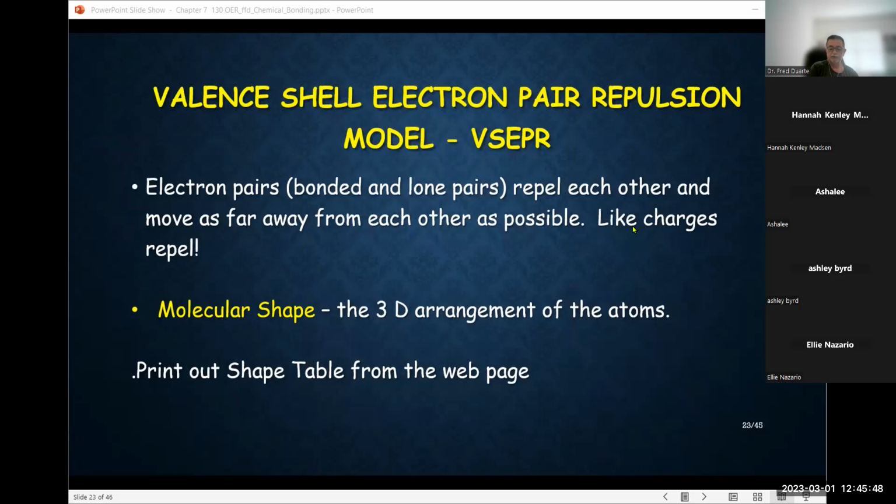Which brings us to this particular topic, which we have discussed already, but the chapter wants you to spend a little more time on it. The bottom line is this. They call it valence shell electron pair repulsion. Now, what that basically means is the following. Let me share something here.